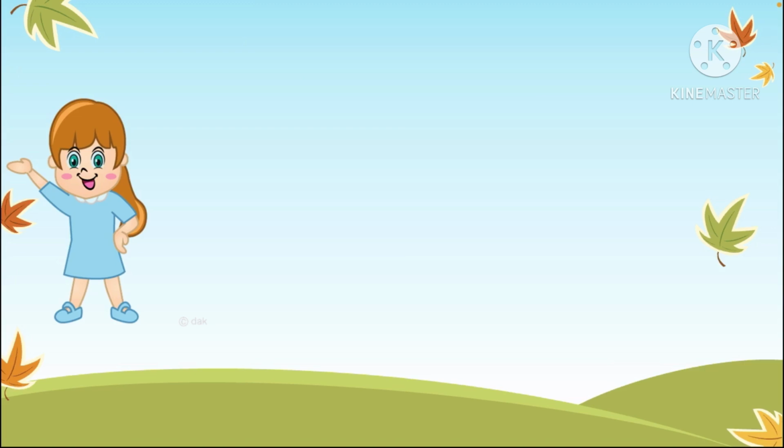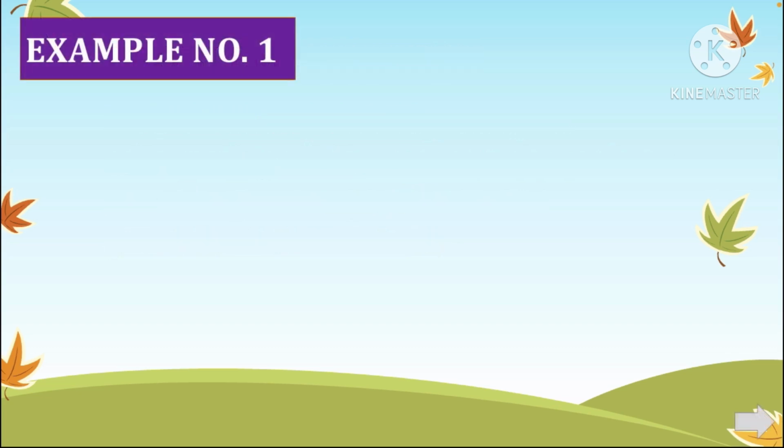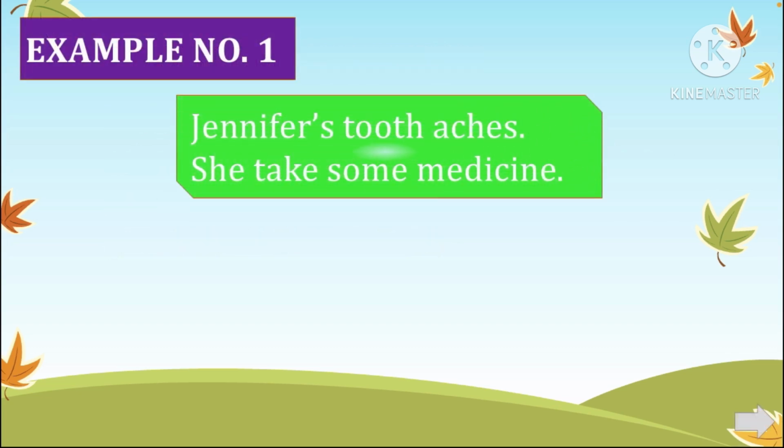Problem and solution ideas. From the words itself, problem and solution. It portrays a relationship of ideas in a sentence where one idea possesses a problem and the other provides a solution to it. Example: Jennifer's tooth aches. She takes some medicine.